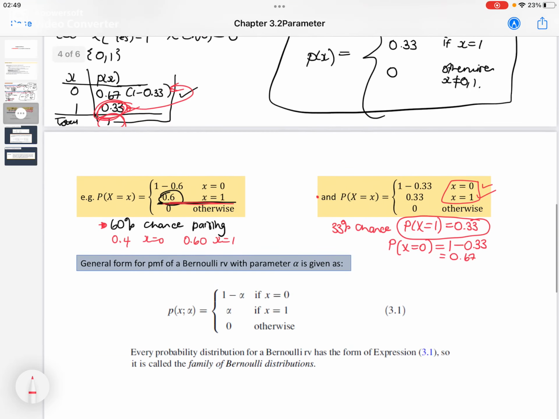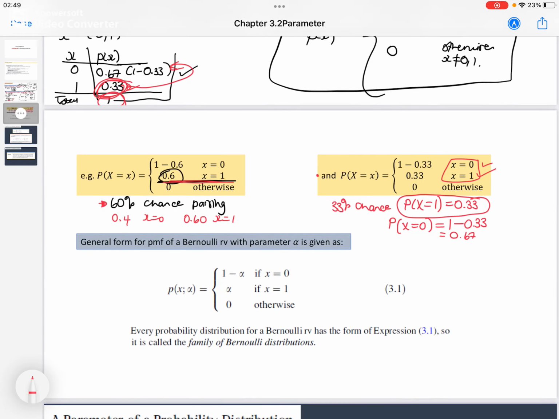All right, so the whole idea here is that if you have a single piece of information, the probability of one of the possible values, then you have the probability of the other possible value. And it's only in the context of a Bernoulli random variable because we only have two possible outcomes. So this leads to the general form of a PMF of a Bernoulli random variable.